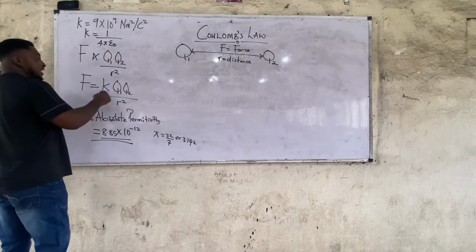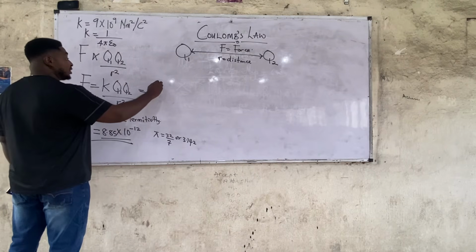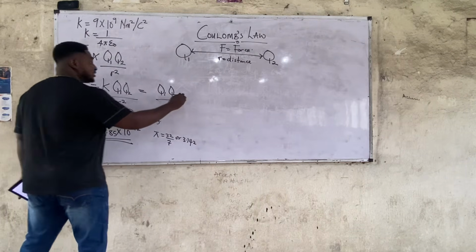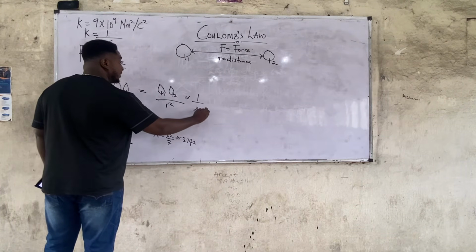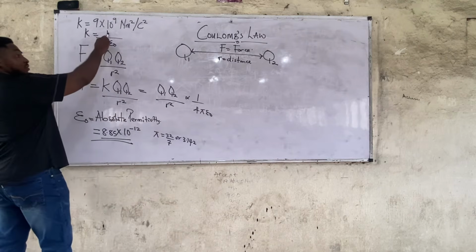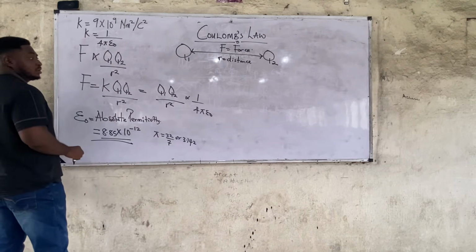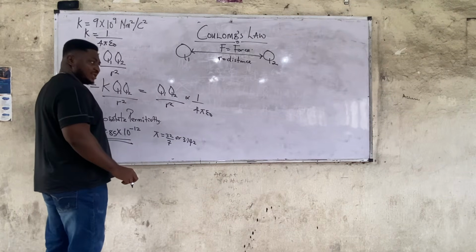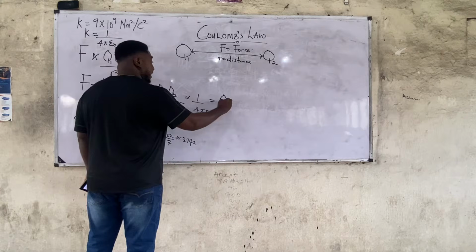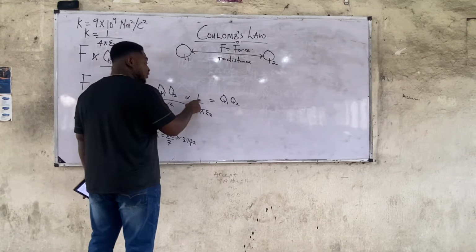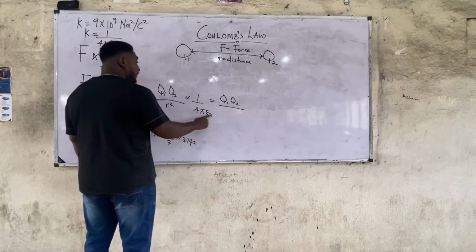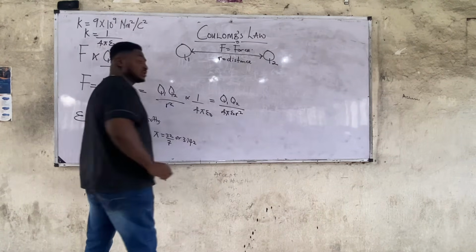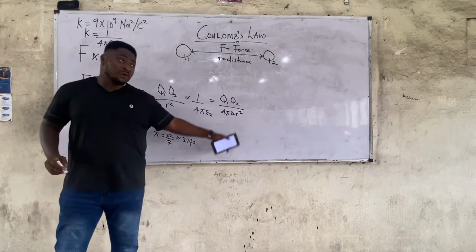So if I don't want to use k, I will come in here and say F is now equal to Q1 Q2 all over r square, and we replace k with 1 over 4 pi e naught. So instead of k here, I put 1 over 4 pi e naught, giving you Q1 Q2 times 1 is Q1 Q2, all over 4 pi e naught r squared. This is another formula for Coulomb's law, force F.